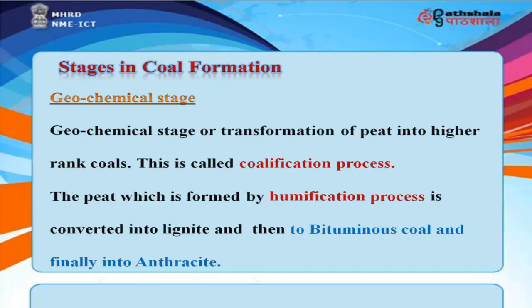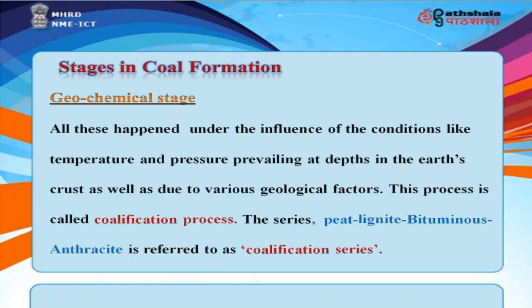Geochemical stage, or transformation of peat into higher rank coals. This is called the coalification process. The peat which is formed by the humification process is converted into lignite and then to bituminous coal and finally into anthracite. All these happen under the influence of conditions like temperature and pressure prevailing at depths in the Earth's crust as well as due to various geological factors. This process is called the coalification process. The series peat, lignite, bituminous, anthracite is referred to as the coalification series.